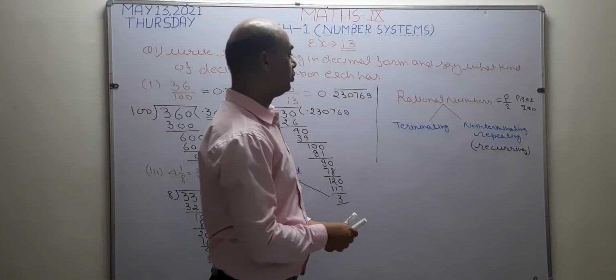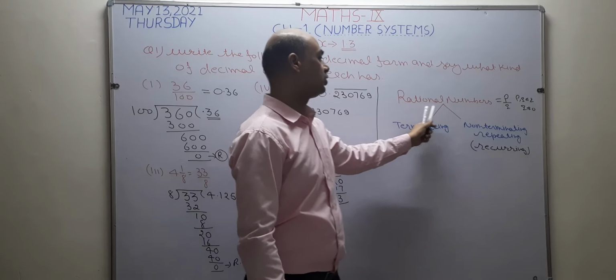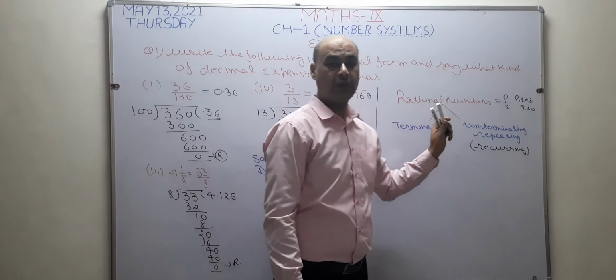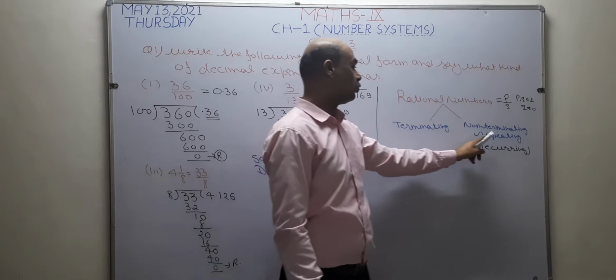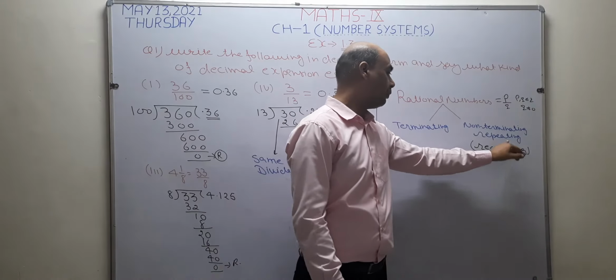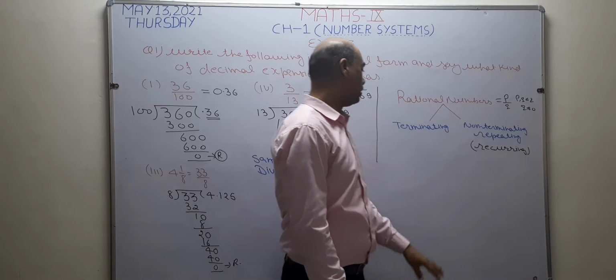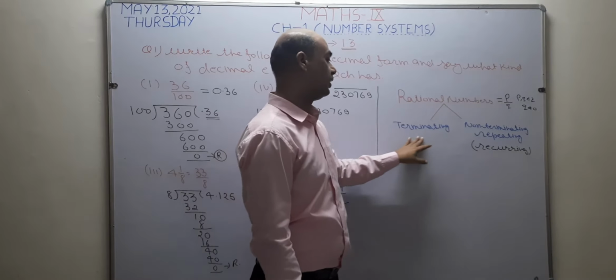Now I am going to discuss the decimal representation of a rational number. Decimal representation of a rational number is of two types. Number one is terminating and number two is non-terminating and repeating, also called recurring. Repeating and recurring mean the same. There is no difference between these two. Now I am going to discuss terminating decimal numbers.